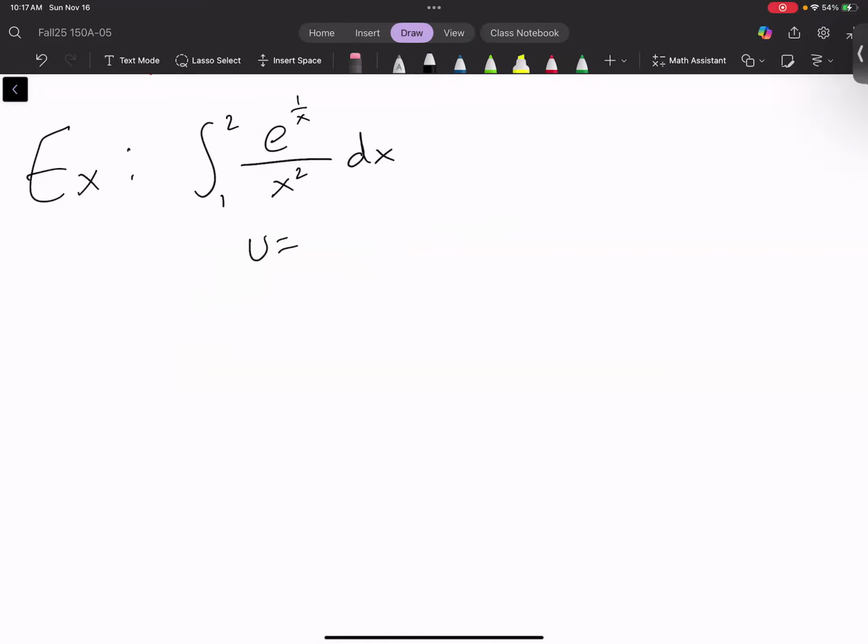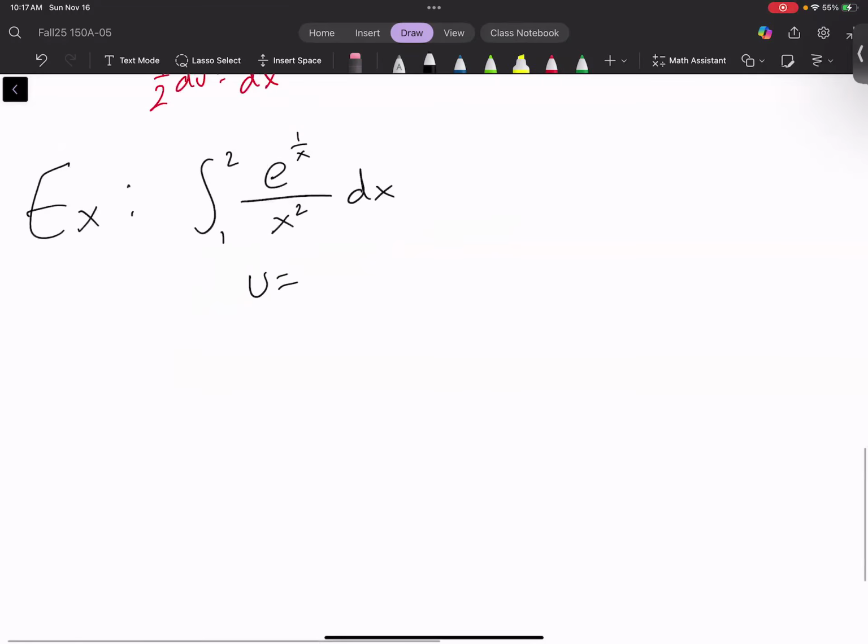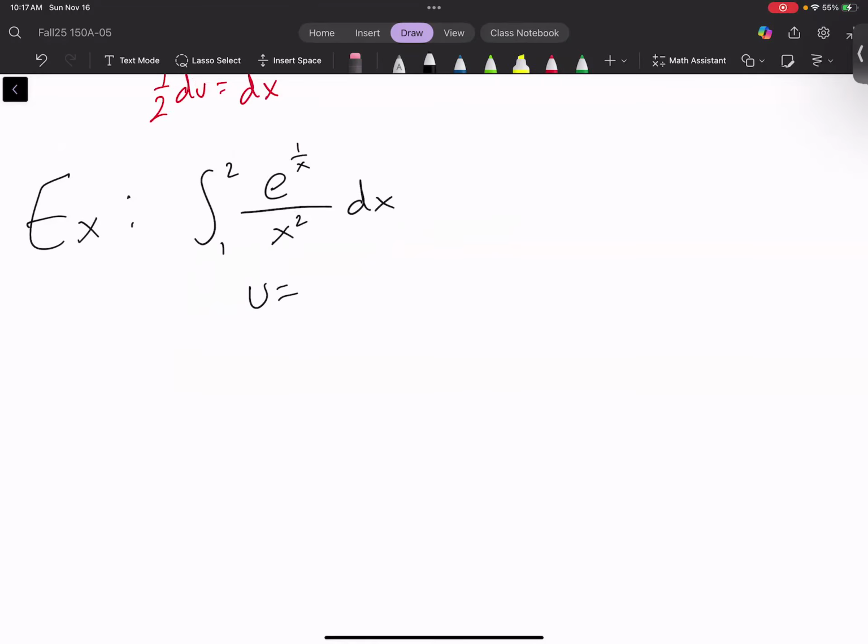So u is going to be our inside function. That's the 1 over x. Let me just give you guys a heads up here. If your exponent is anything other than a linear function of x, like a line, so like mx plus b, if it's anything other than that, 99.999% of the time, that's going to be your u sub. Okay. I think it's 100%, but again, I don't want to be proven wrong with some crazy weird example. So I'll just say 99.999%.